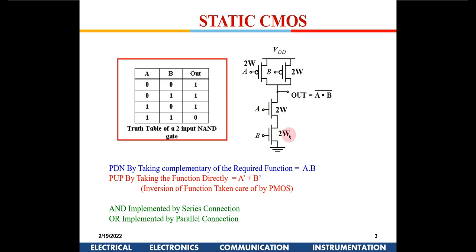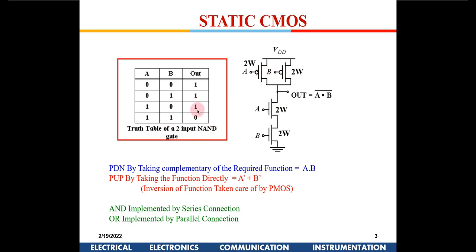Is it okay? Yeah, Avinash. Should the inputs for PMOS here be A dash and B dash? No, because this is PMOS, right? So that dot is already taken care of here, right?